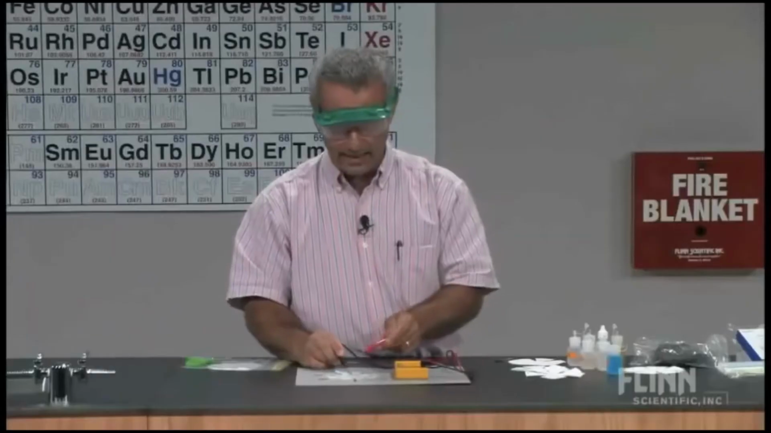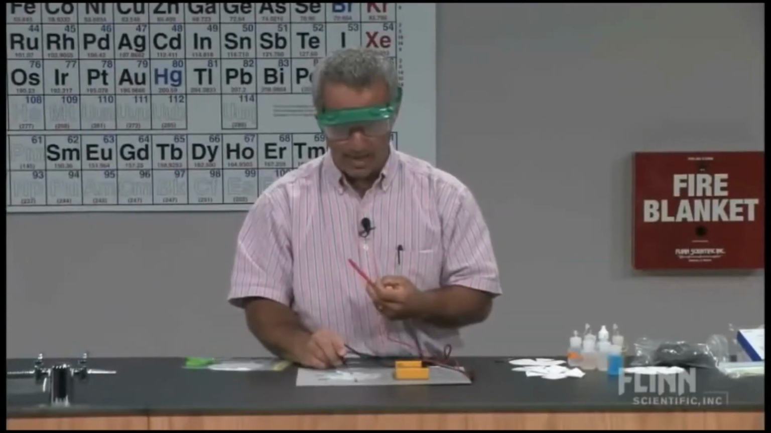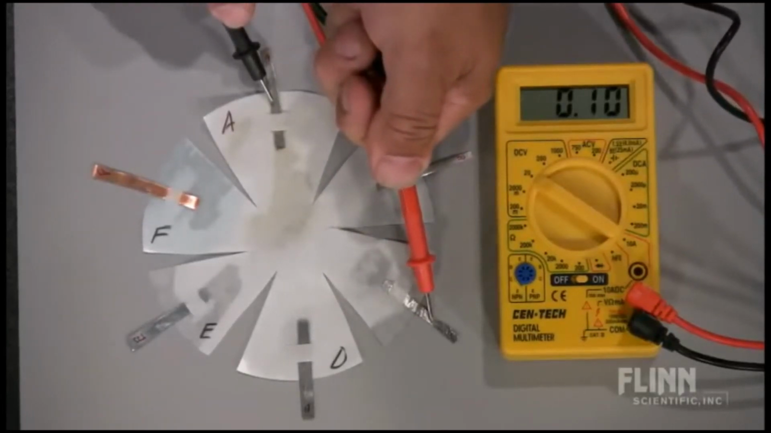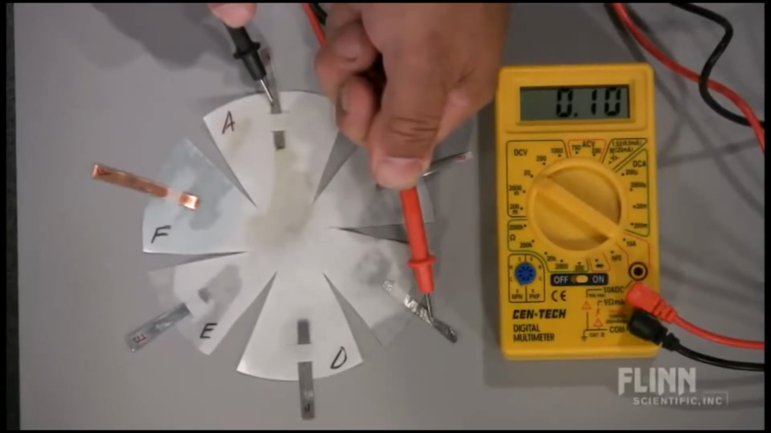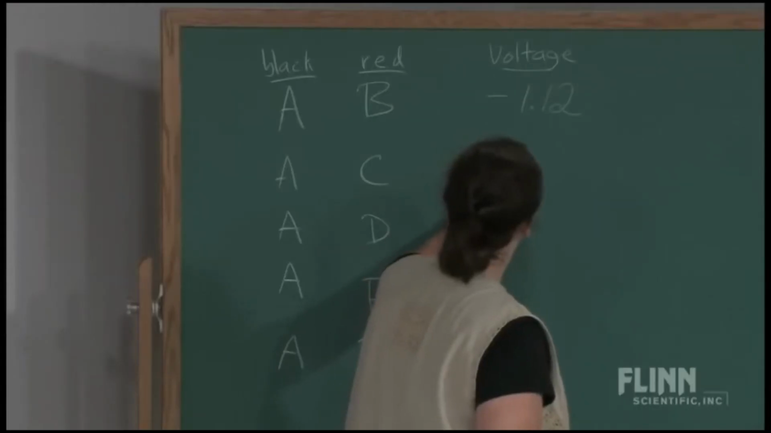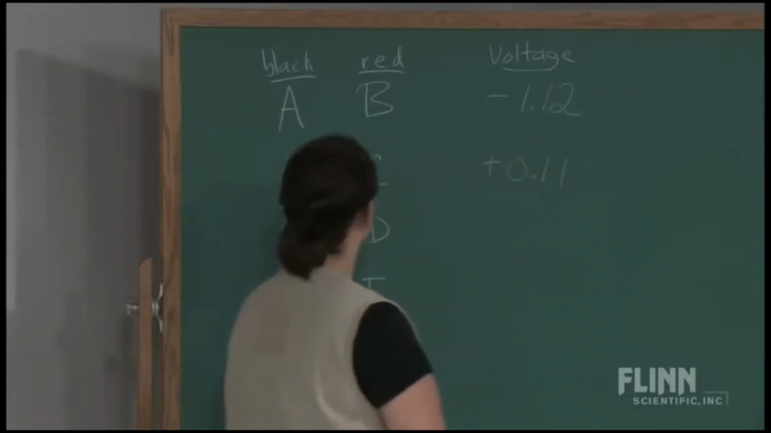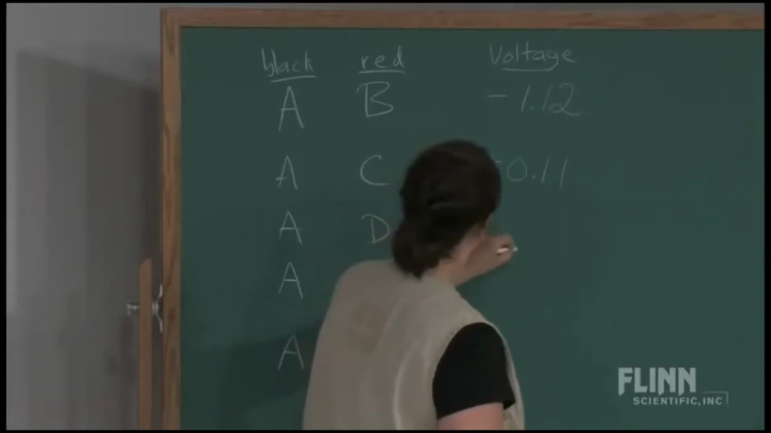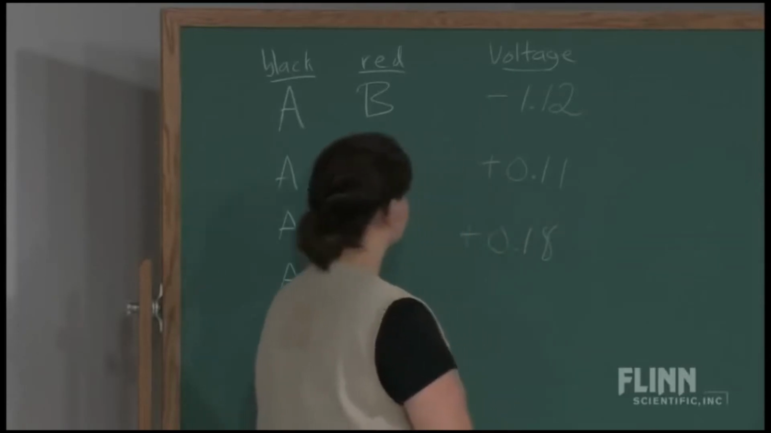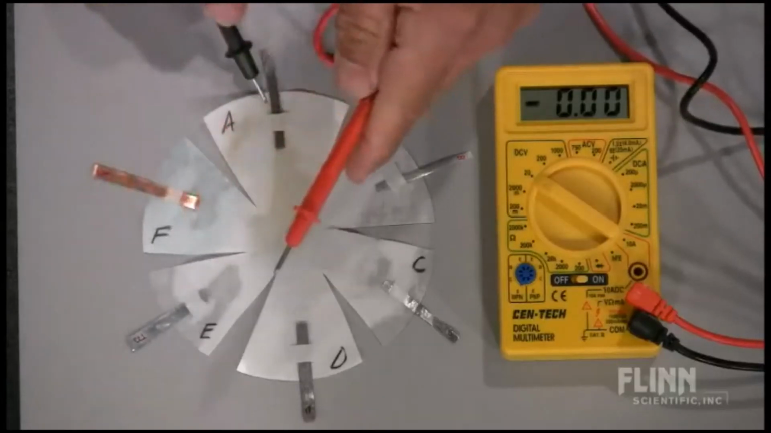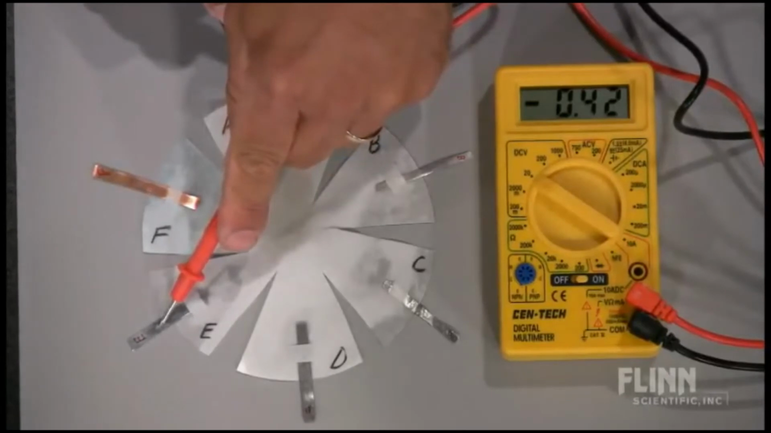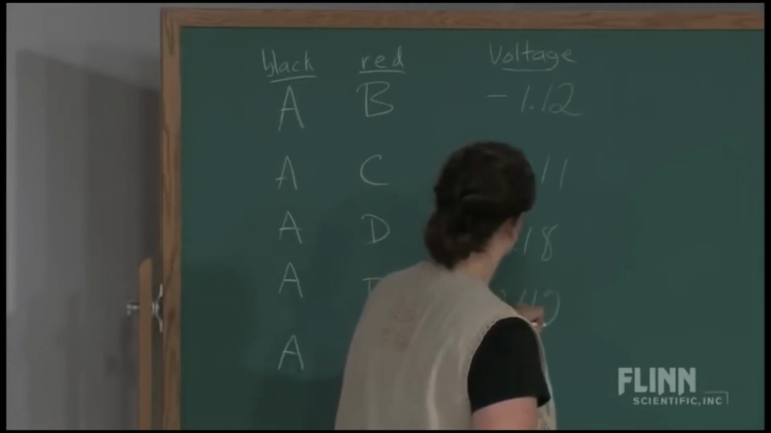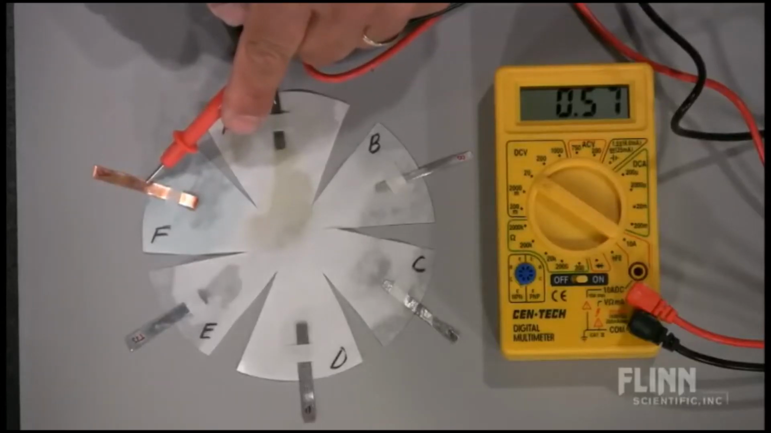Okay. A and C. So here's, again, I'm always going to keep the black one on A, so we're consistent. And I'm trying not to get in the way of the voltmeter there. Positive this time, 0.11. It's kind of fluctuating between 1.1 and 1.0. AD, positive 0.18. So in this situation, the electrons are flowing from A to D, but with not a strong force. AE, negative now, 0.42. And AF, a positive 0.57.